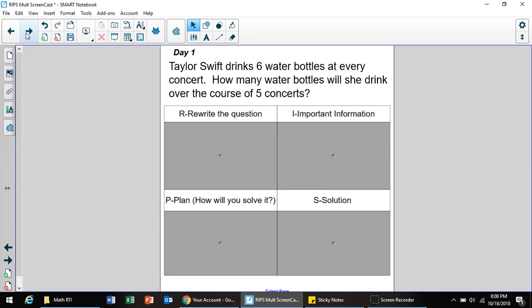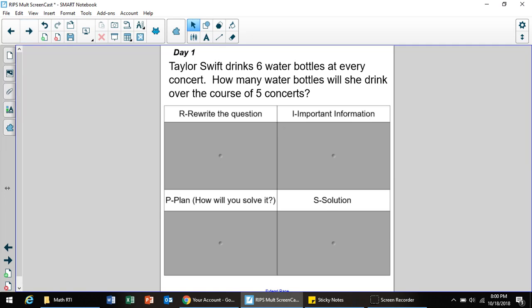All right, let's take a look at our first word problem. As we look at the word problem, I'm going to walk you through the 4 steps of RIPS. It says Taylor Swift drinks 6 water bottles at every concert. How many water bottles will she drink over the course of 5 concerts? The first step of RIPS is to go back in the word problem and actually find the sentence that asks you a question. So the R part of RIPS stands for rewrite or restate the question.